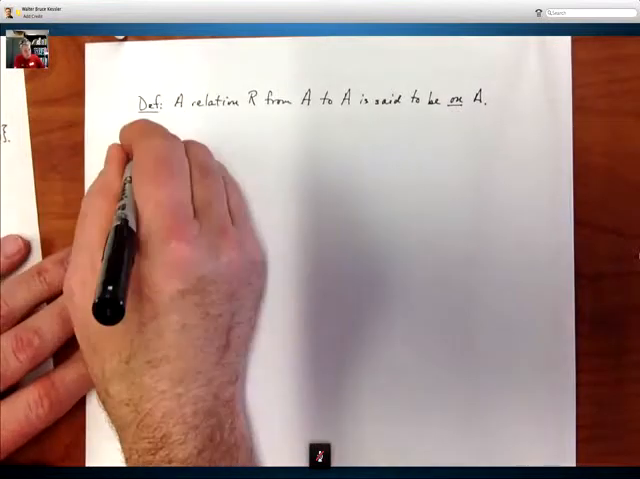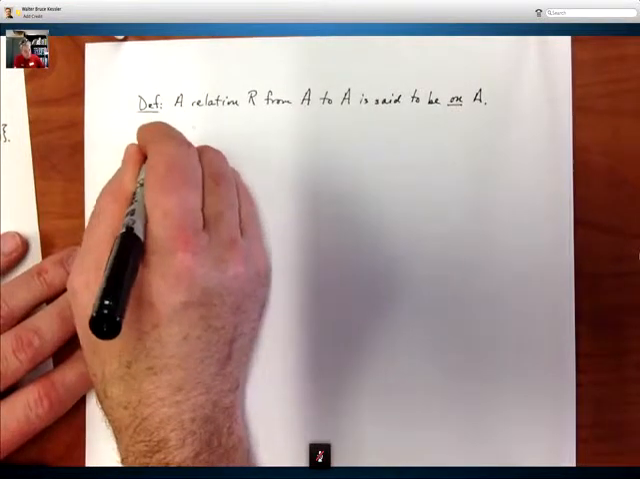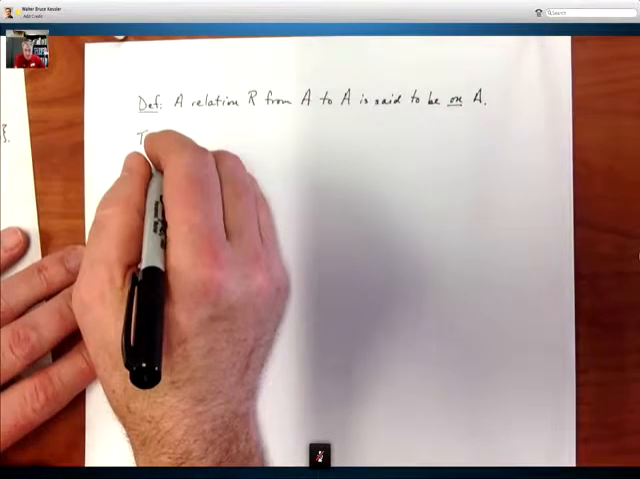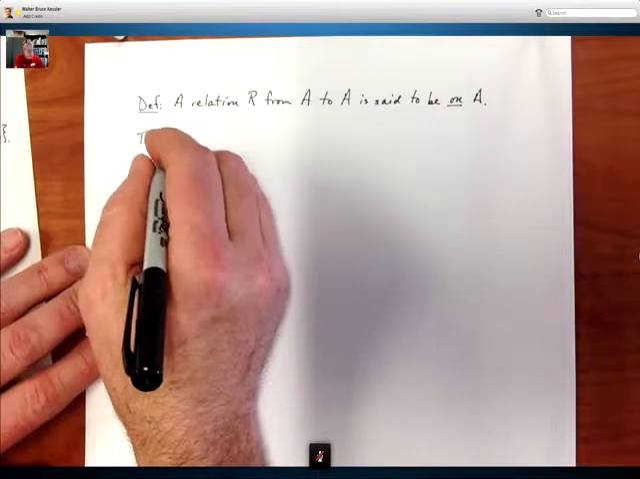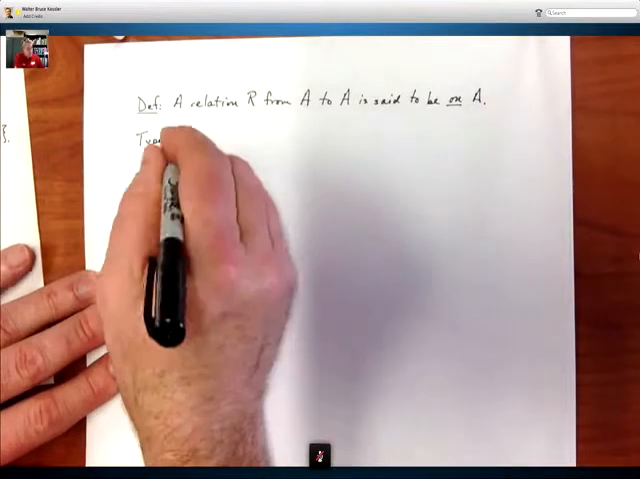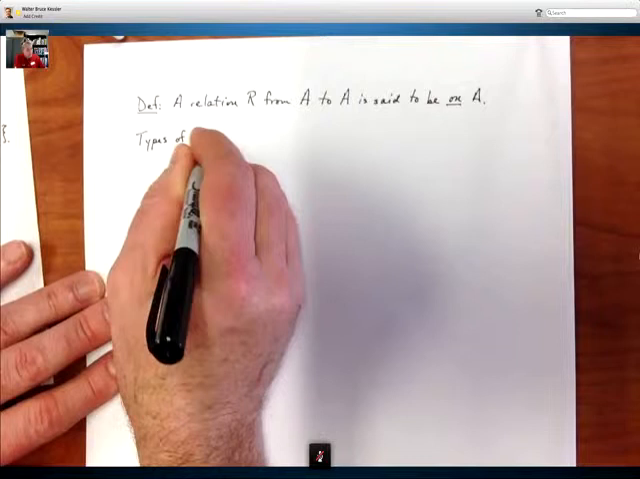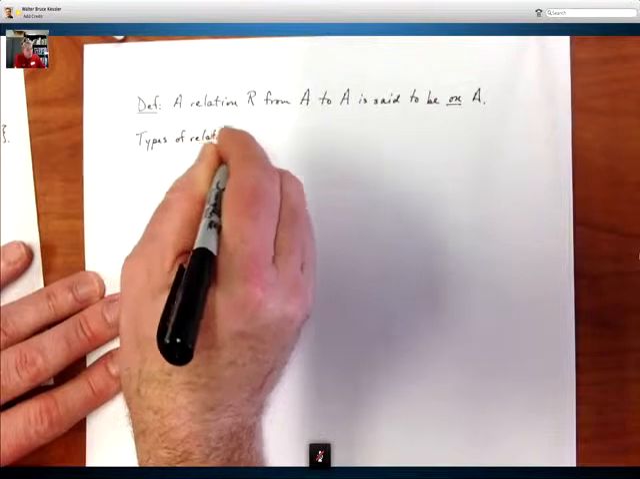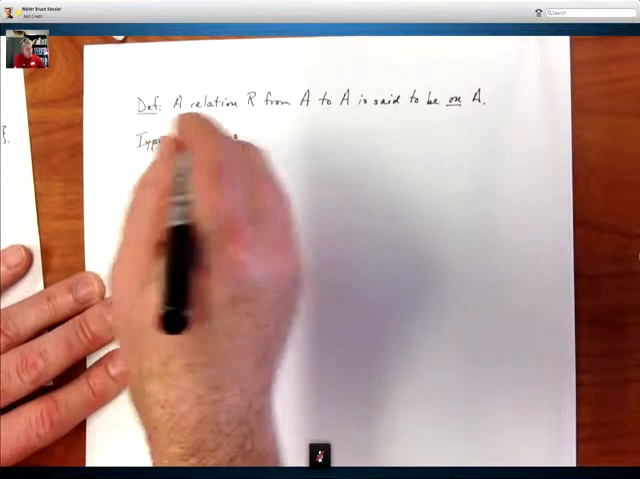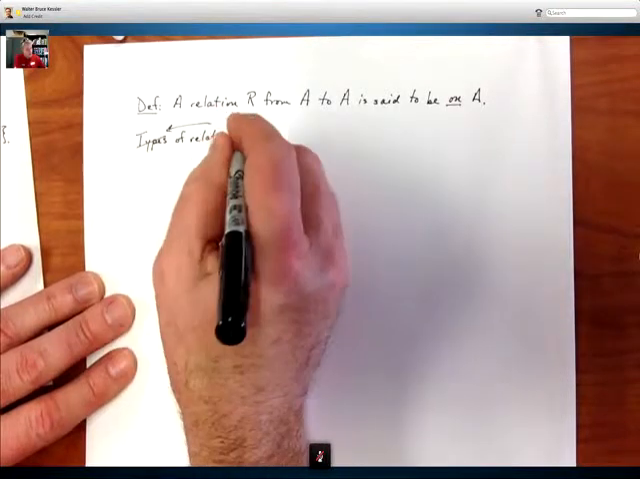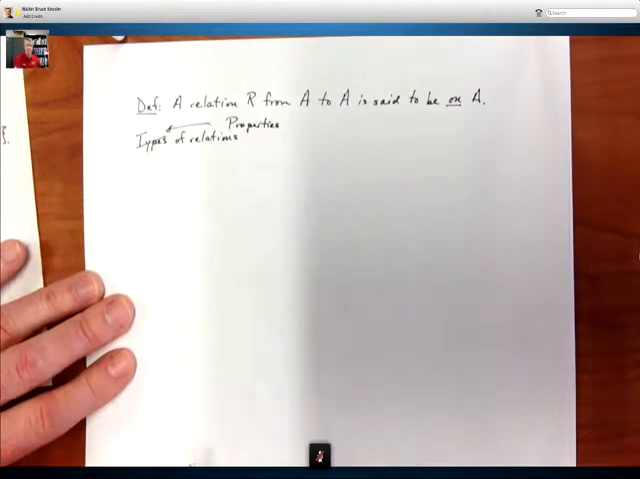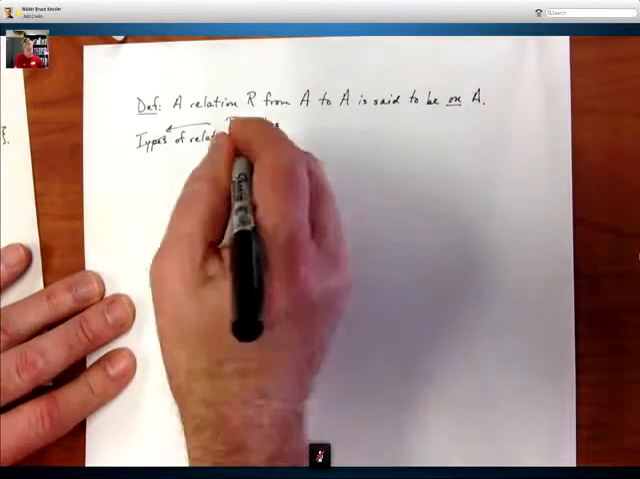Let's talk about types. Really classifications, types of relations, or perhaps maybe not types as much as it is properties. There we go. I'm feeling better about that. Properties of relations, okay?